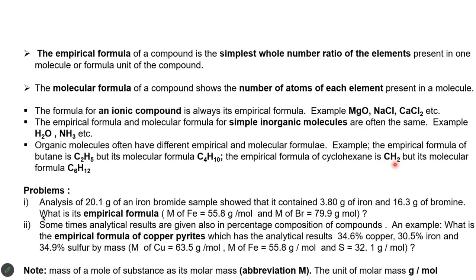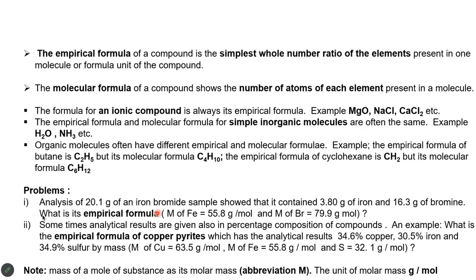Now the question comes, how do we get the empirical formula and molecular formula? I'm giving two problems here, and we will solve these problems and find out the empirical formula and molecular formula also. So problem 1: a 20.1 gram iron bromide sample showed that it contained 3.8 gram of iron and 16.3 gram of bromine. What is its empirical formula?